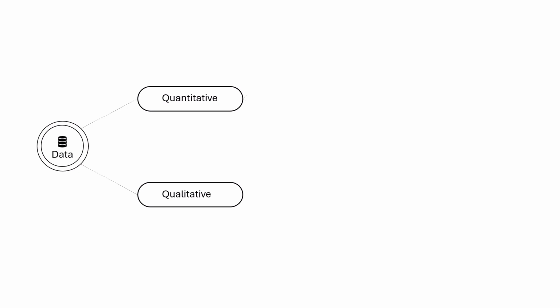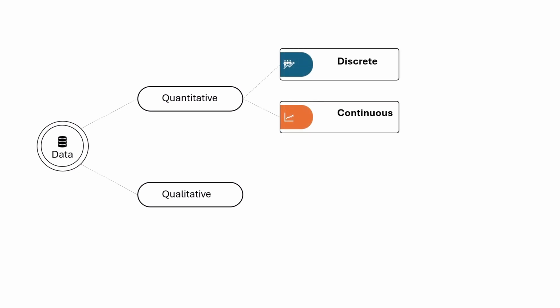Now, quantitative data can be broken down into two types: discrete and continuous. Discrete data consists of whole numbers and usually comes from counting. For example, the number of students in a class or the number of children in a family. You can't have 3.5 people. It has to be a whole number.